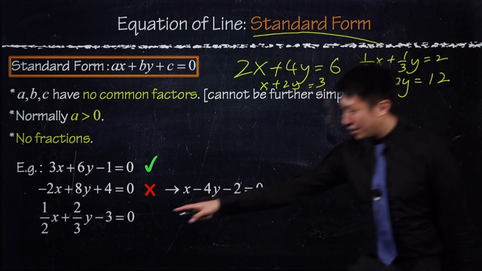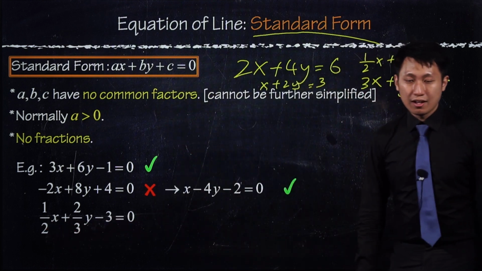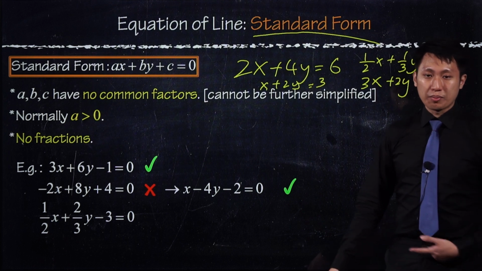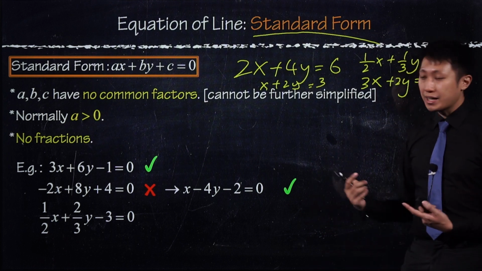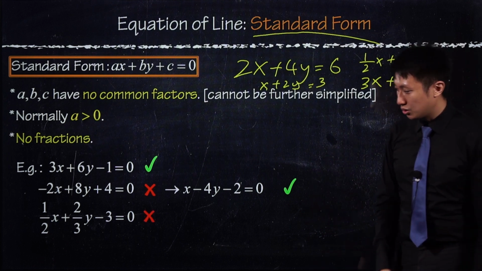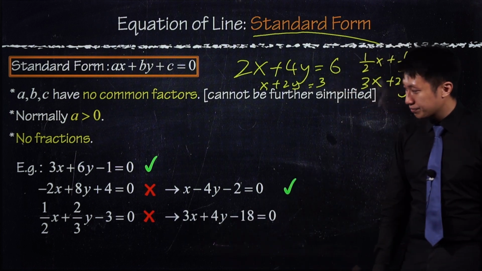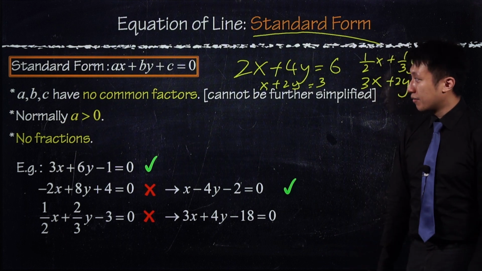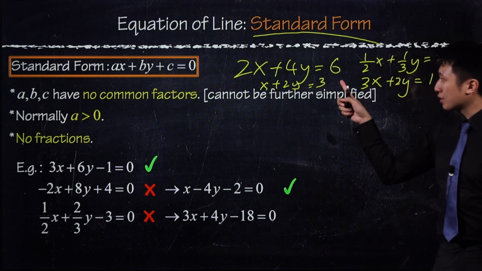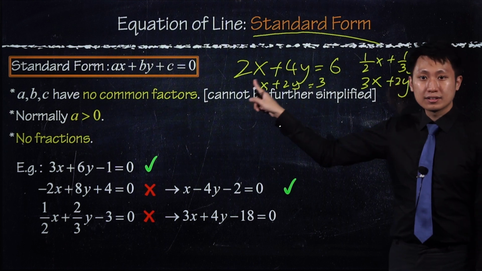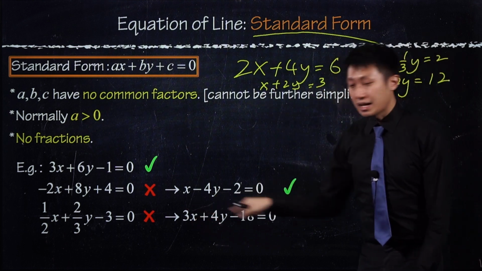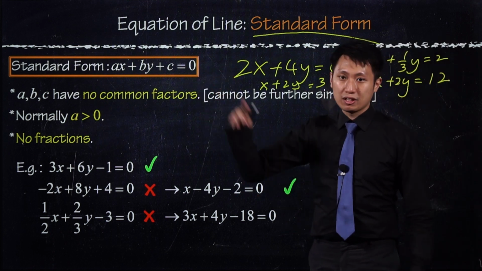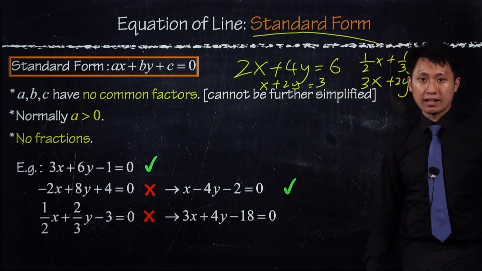This one cannot have a fraction. So I multiply by the common multiple here, which is 6, to make it have no fraction, no denominator. So this is not standard, I change it to this. So minus 18 equals 0. Normally you can also call this standard form, where everything is moved to one side. To make it simple, we just move everything to one side, equals 0, then that's it.